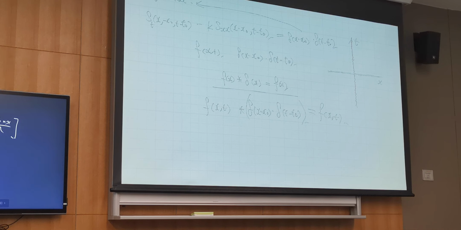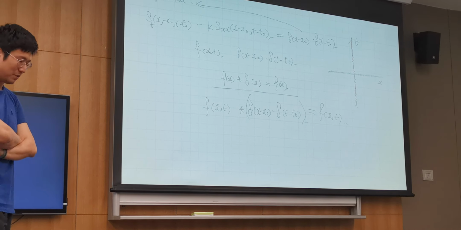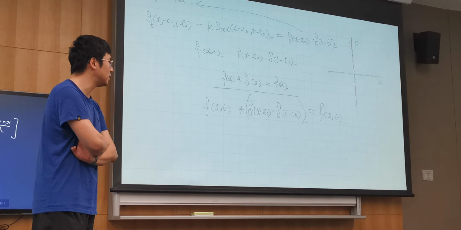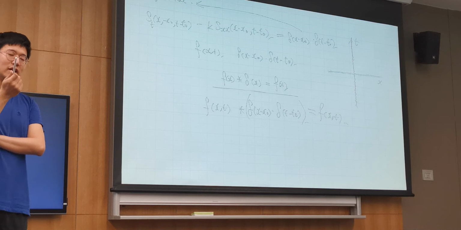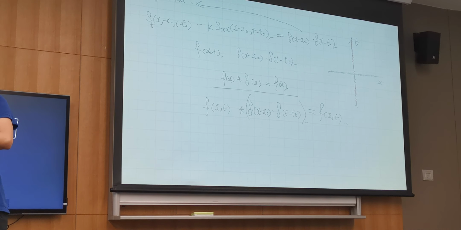Okay, try to use the probability theory. In probability theory, delta x means what? Delta x means that x is something that can only be located at 0. Delta t means that t is something that can only be found at 0.